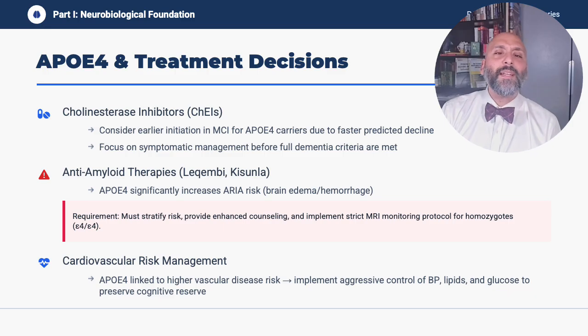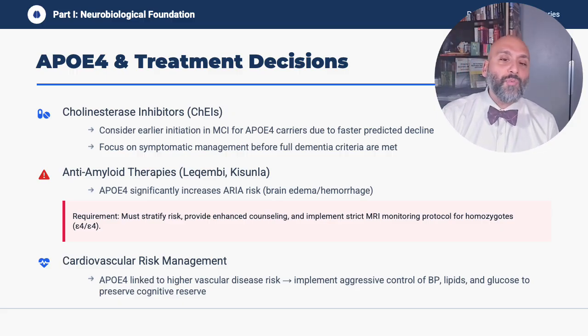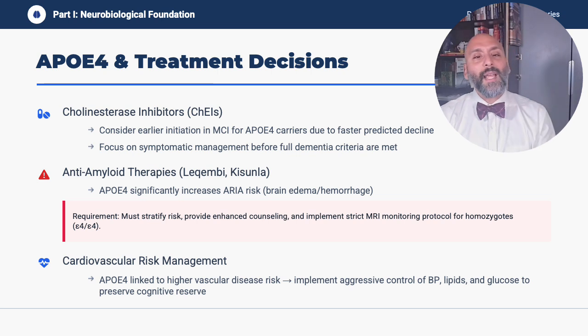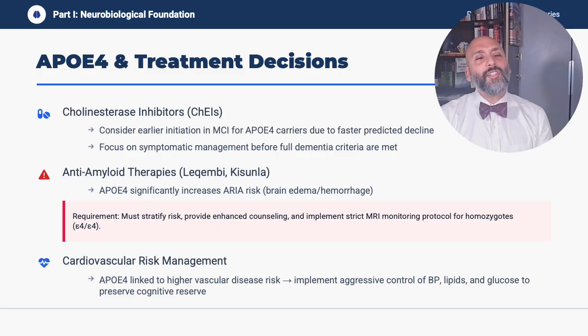Now, this slide is about how a gene result can influence real treatment decisions. Not because it guarantees disease, but because it changes risk and strategy. So, for example, cholinesterase inhibitors, right? Donepezil, rivastigmine, galantamine. Think of these medications as symptom helpers, not cures.